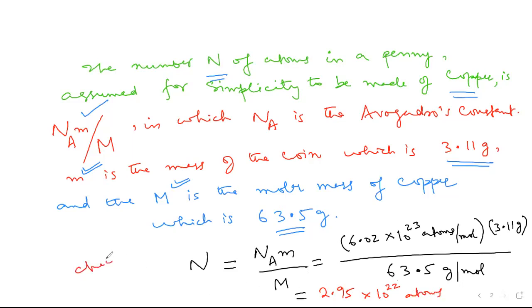Check it at home. You have to multiply these two numbers divided by 63.5, you will get 2.95 times 10 raised to the power 22 atoms. So we have calculated the number of atoms in the penny. Let us move forward.